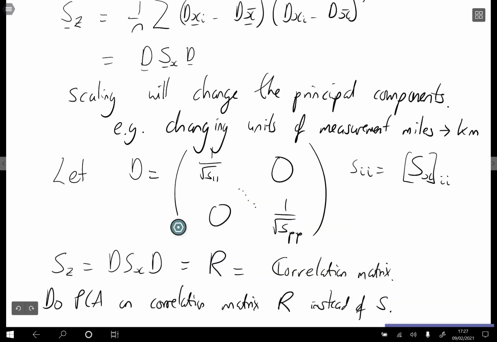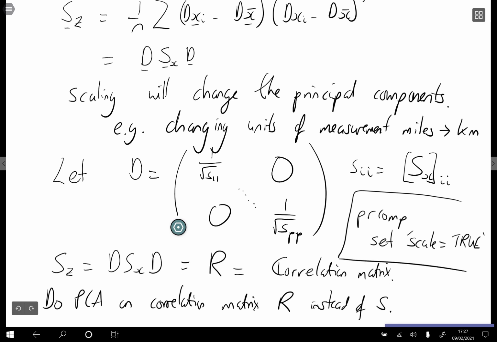So we talked about how we can do this in R with the prcomp command. You have to set scale equal to true when you run this, and that will do principal component analysis on the correlation matrix rather than the covariance matrix. And the nice thing is that PCA on the correlation matrix is scale invariant because it scales all the variables for you. So it doesn't matter if you scale each variable. Working with the correlation, it essentially unscales them back to all having variance 1.